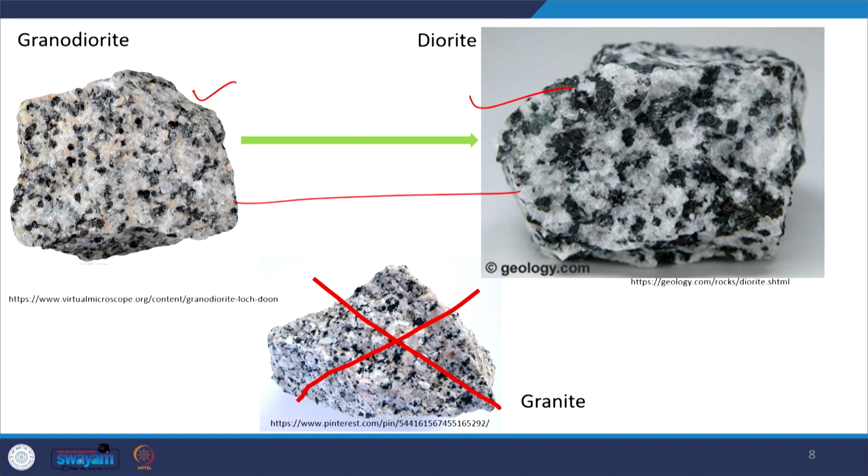If you see these two rocks, here the mafic content gradually increases from granodiorite to diorite. However, the granitic one is mostly of felsic nature. Now, that was the story for the upper continental crust. Now, coming to the middle and lower continental crust.